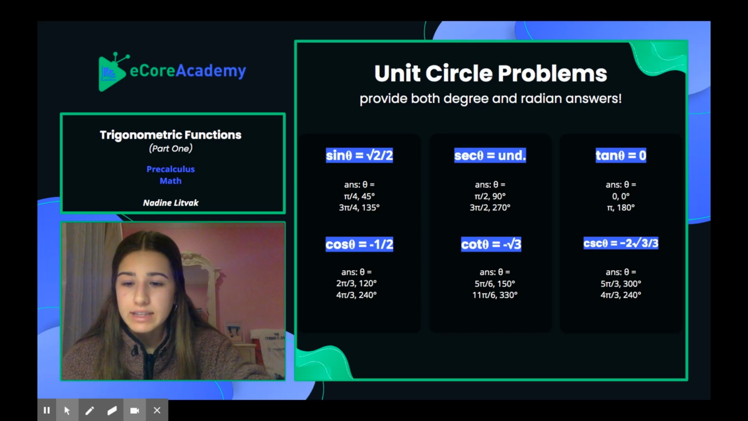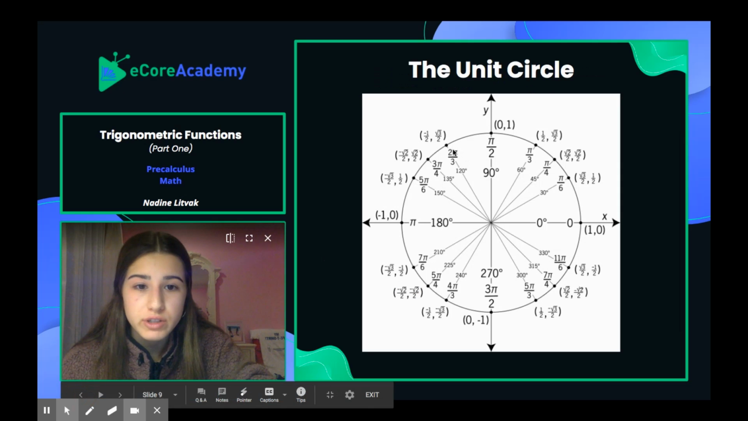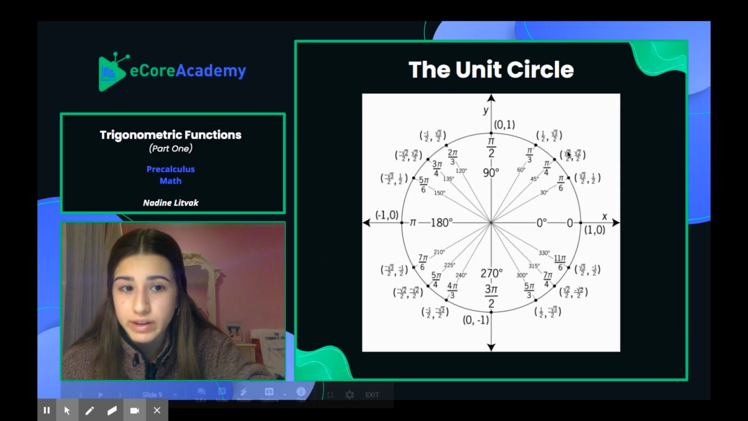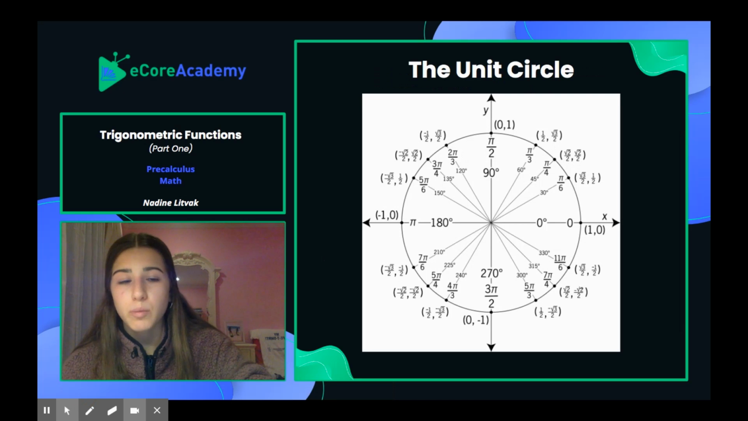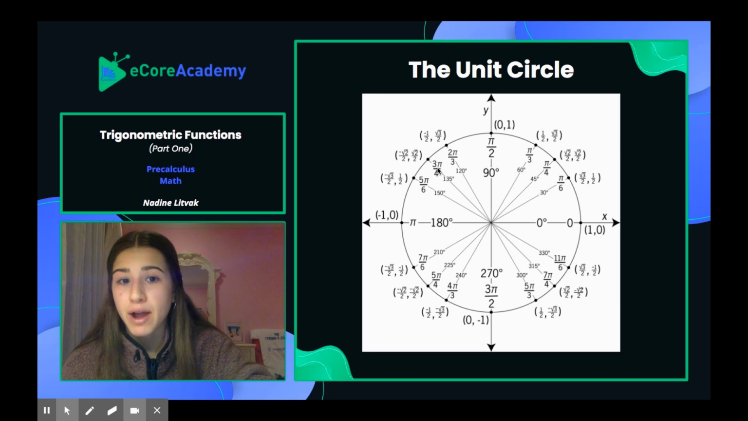So let's go back to the unit circle and let's find root 2 over 2. Positive root 2 over 2 is right here. Okay, so it was sine. So sine is the y value. So right here, sine of root 2 over 2. In degrees, it's 45 degrees, and in radians, it's pi over 4. Also on the unit circle, sine of root 2 over 2 is at 3 pi over 4. It's positive here. So the radians would be 3 pi over 4, and the degrees would be 135 degrees.